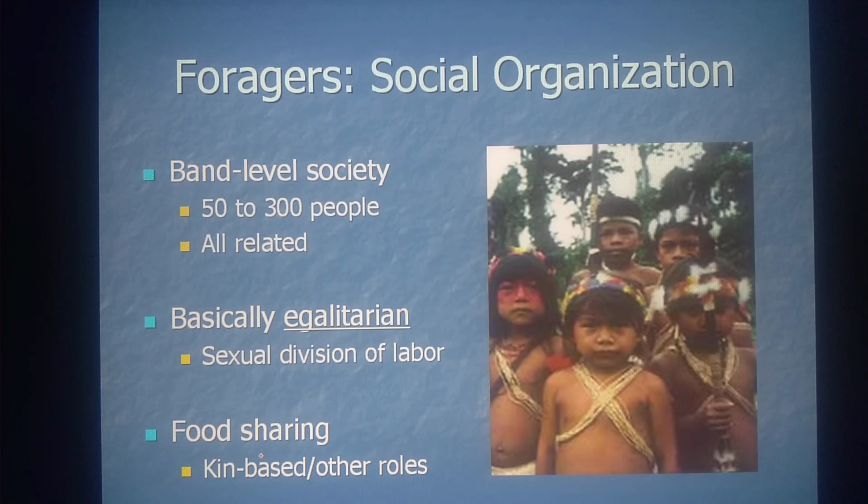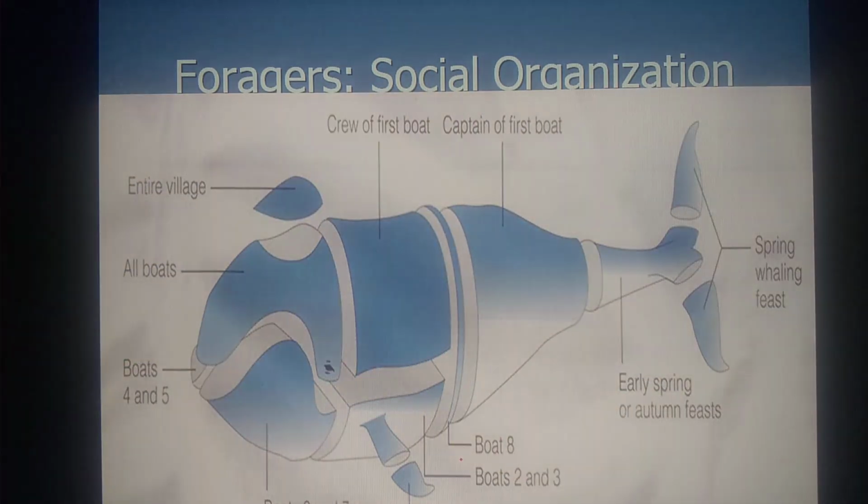And usually that's based on kinship relations, but it also can be based on other roles and personal debt as well. Right? There's a system of extensive indebtedness in these groups. You owe everybody in your group, and everybody in your group probably owes you. Let me just show you a quick example of that.